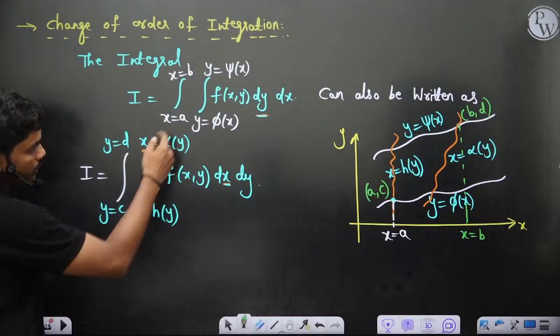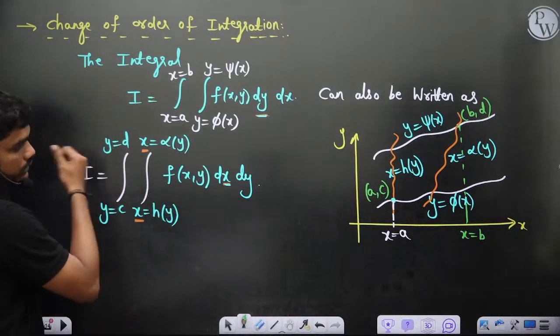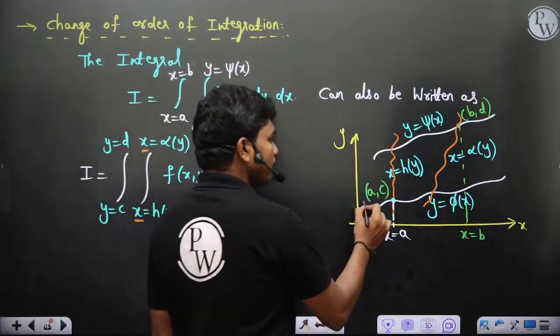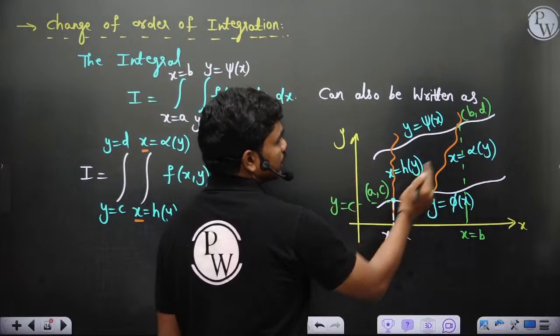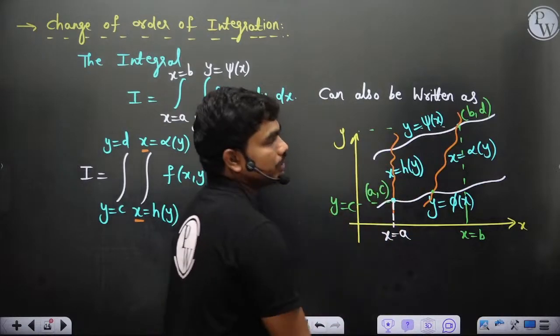Similarly, when you plot this second integral, y equal to c to d, so y equal to c is the least value of y in this complete domain, and you take any other point, it's above definitely, okay? And this is the maximum limit, y is equal to d.